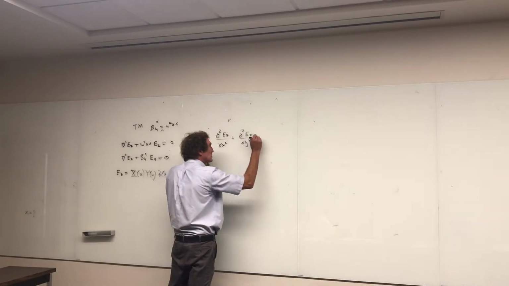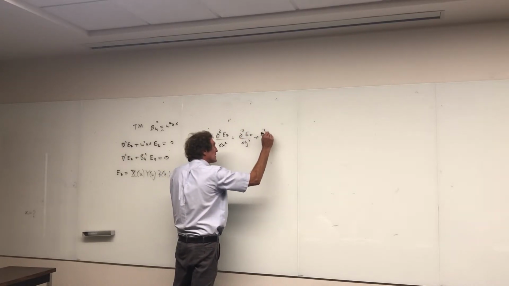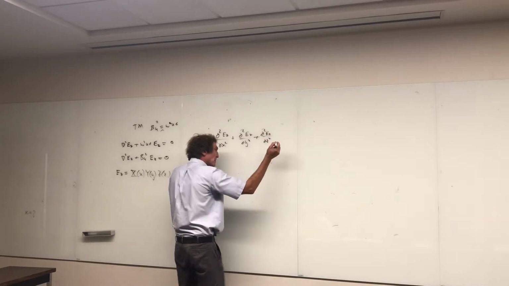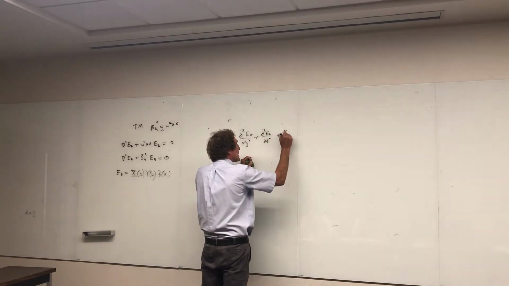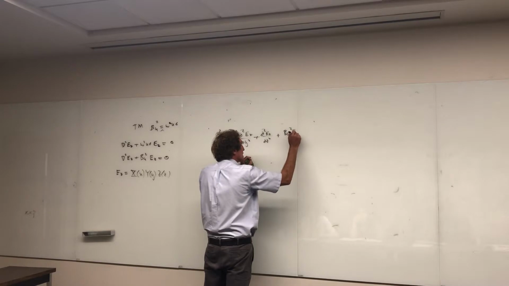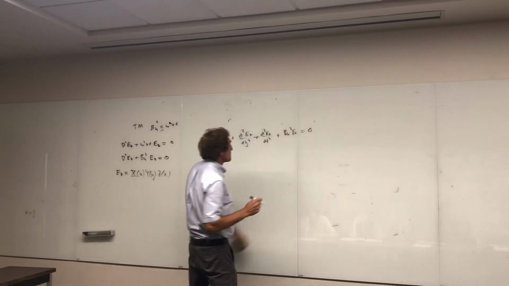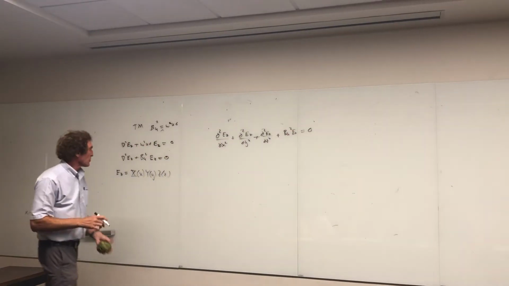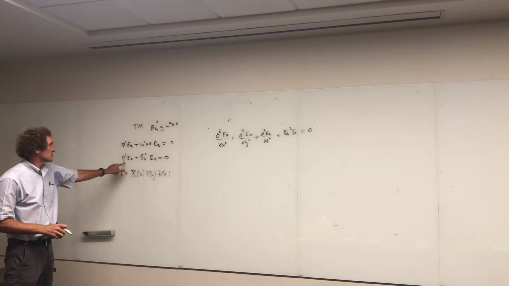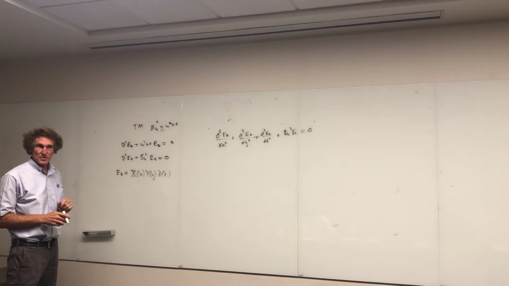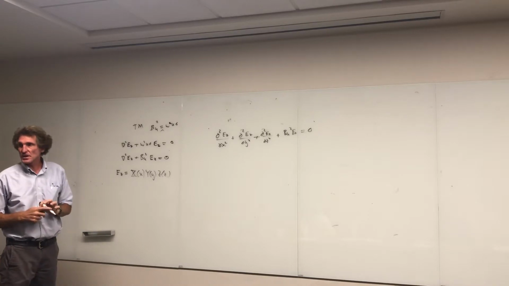You can look in the back of the book. Plus the second derivative of Ez with respect to z squared plus beta unguided squared Ez equals 0. I just rewrote this, but I've expanded on the del squared operator. You all see that? If you look in the back of the book, you'll see this. This is for Cartesian coordinates.